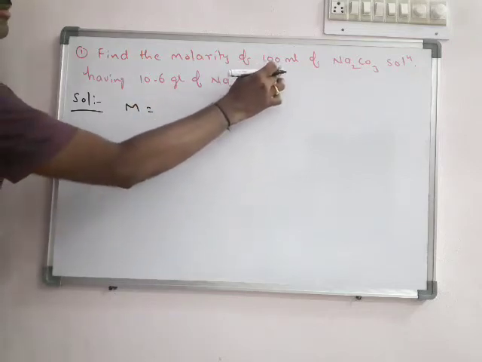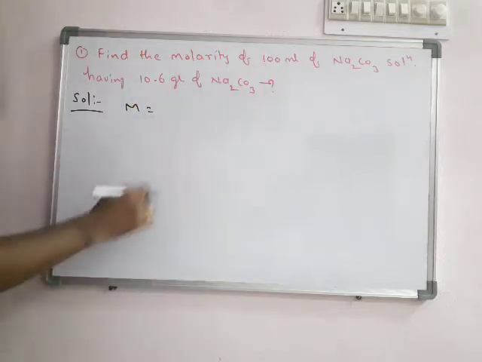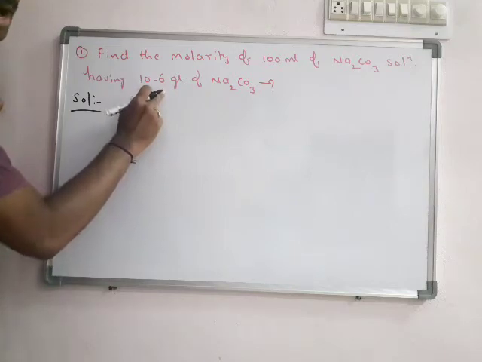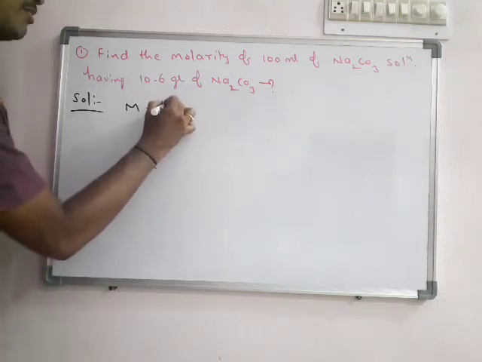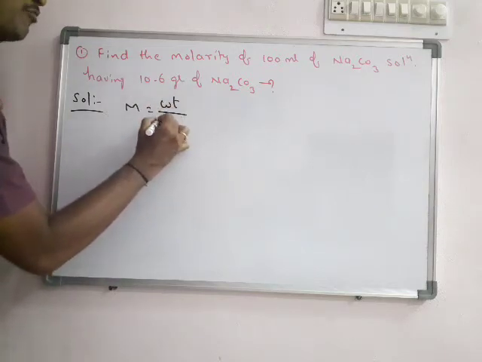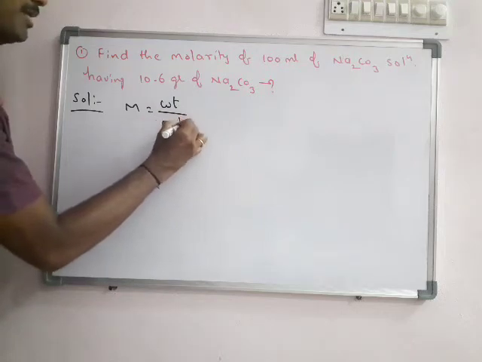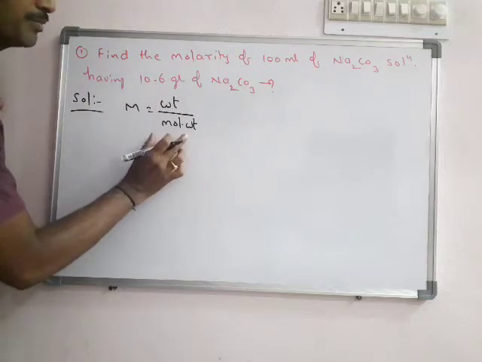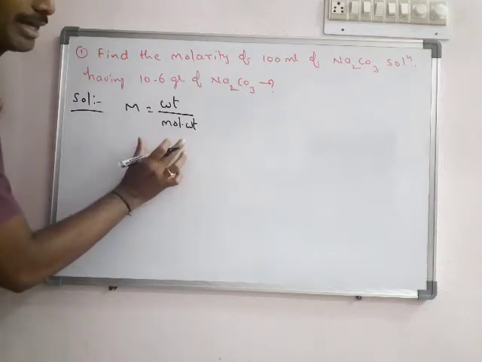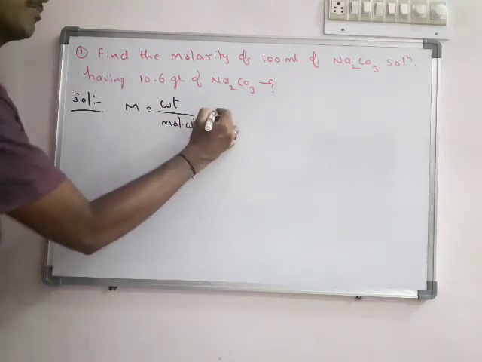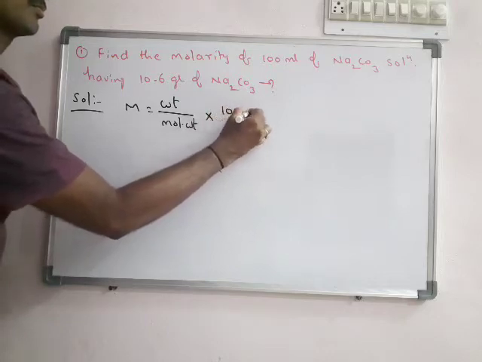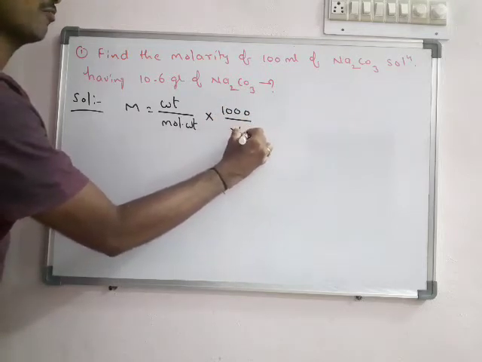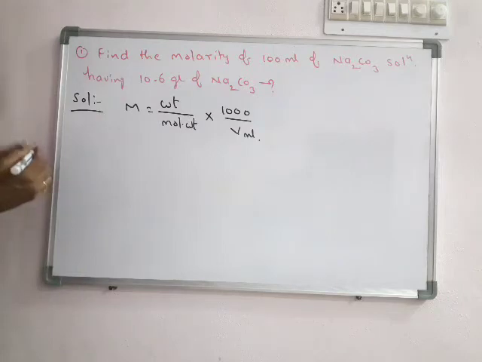Here the volume is given in milliliters and the mass of the compound is given. For all problems we need to write the formula first. Weight of solute by molecular weight of solute, just writing the short form, into 1000 by volume in milliliter. So this is the formula.